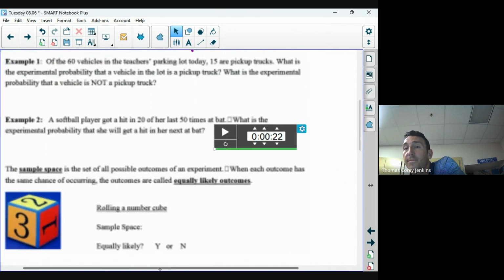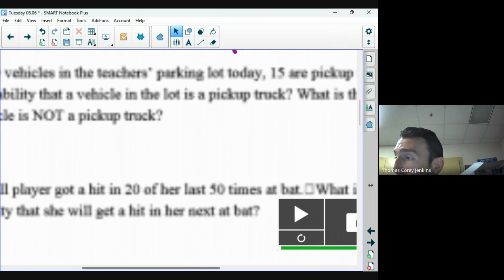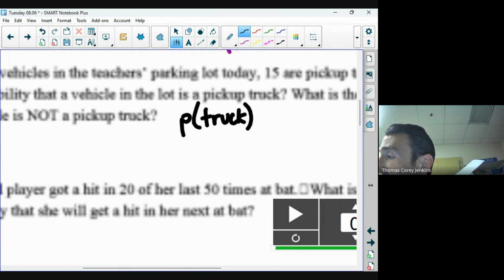Example 1. Of the 60 vehicles in the teacher's parking lot today, 15 are pickup trucks. What's the experimental probability that a vehicle is a pickup truck? And then what's the experimental probability that a vehicle is not a pickup truck? So is and then is not. This is the notation we typically will use. We'll do P for probability of, and then put the name of our event in here. So I'll just call it probability of truck.